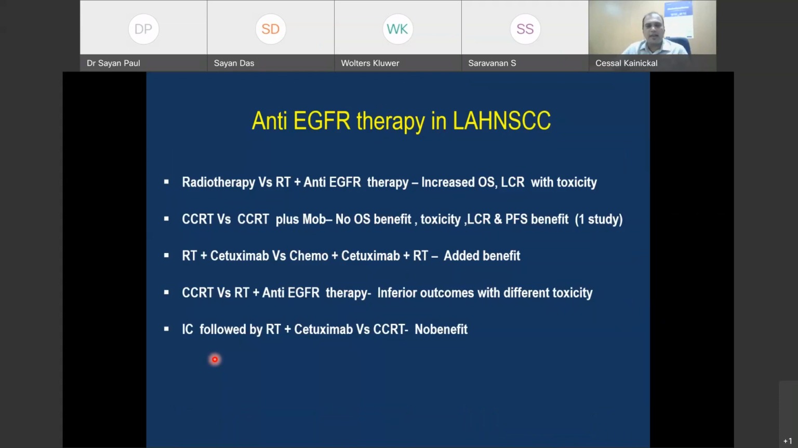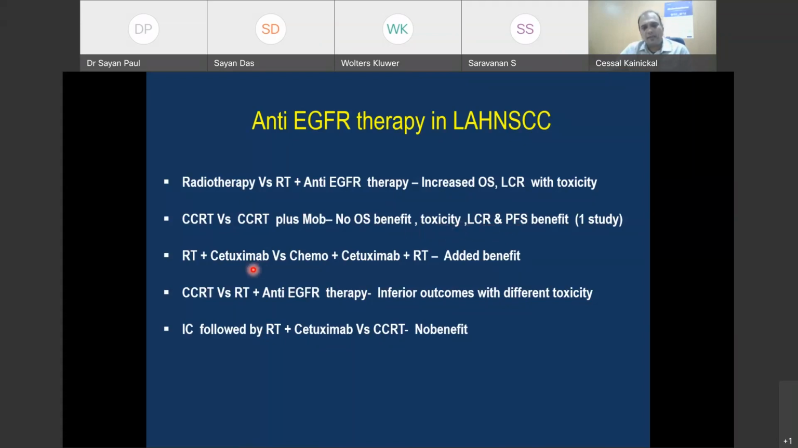So if I conclude, anti-EGFR therapy in locally advanced head and neck squamous cell carcinoma, if we compare to radiotherapy alone, that is the Bonner trial, shows an increase in overall survival and local control, with an increase in toxicity. And compared to concurrent chemoradiation, concurrent chemoradiation plus a monoclonal antibody shows no benefit in terms of overall survival. All the 3 trials fail to show overall survival benefit. The TMH trial showed an improvement in locoregional control and progression-free survival. And all the 3 trials showed an increase in toxicity.